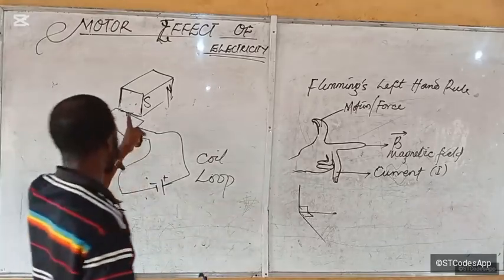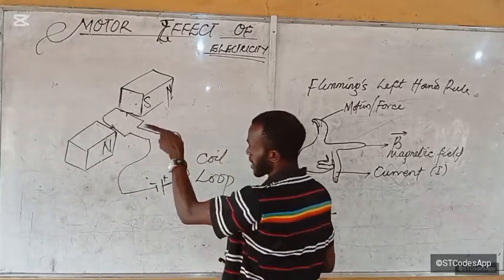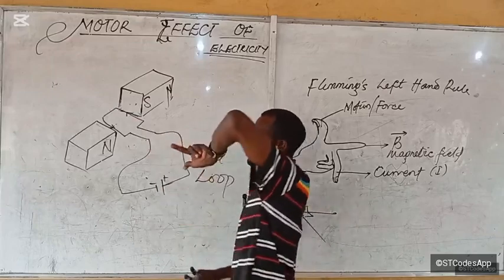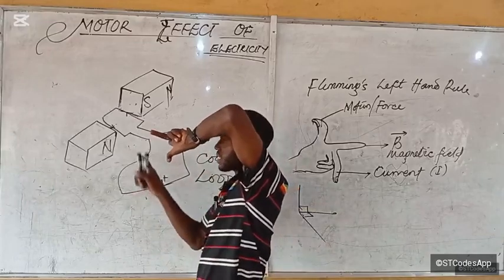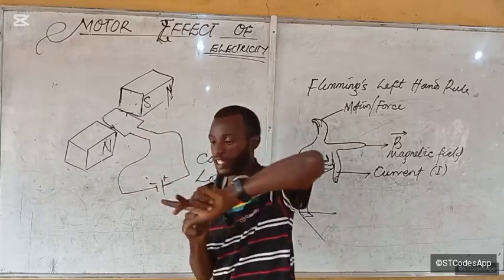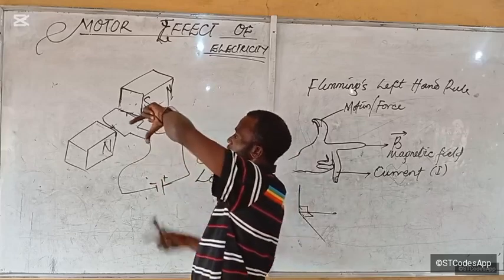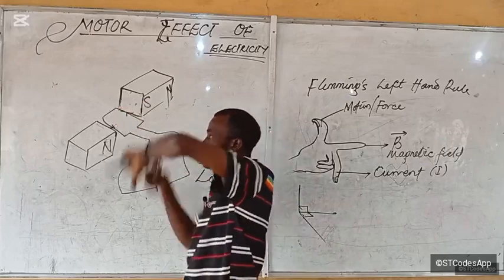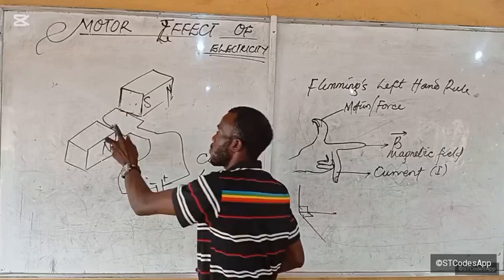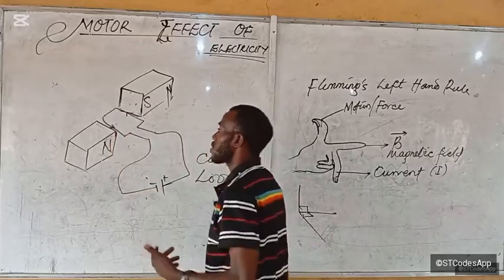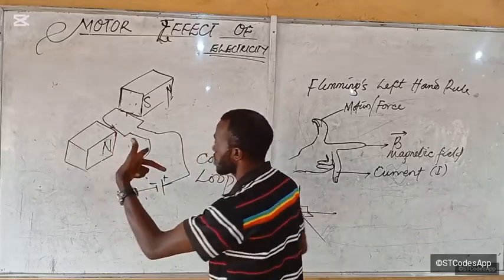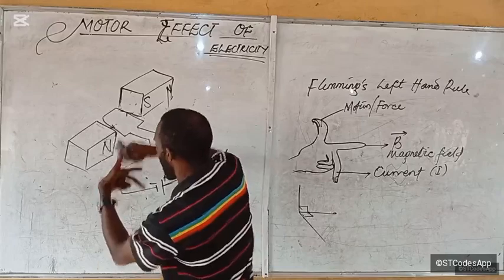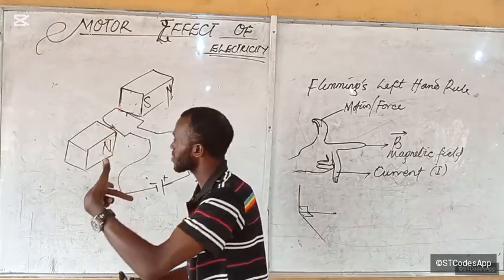Current is going like this, right? If current is going like that, and magnetic field is going like this, my hand is pointing this way. Where will this side of the loop go? To go down. Is that okay? For this side of the loop, current is coming like this towards me. Magnetic field is still going like this. Where will this side go? Up. Does that make sense?